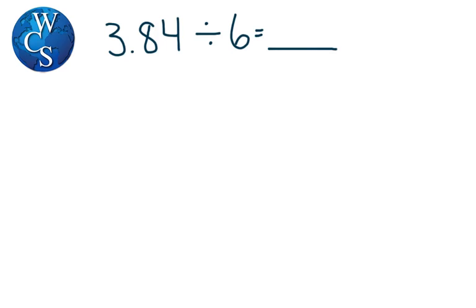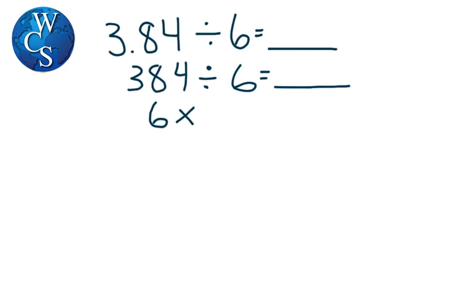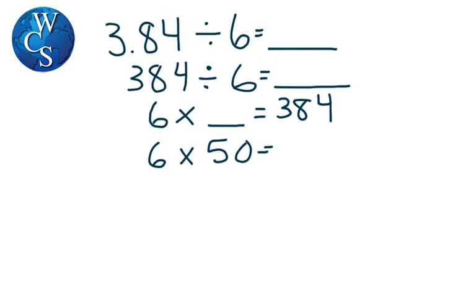To use this strategy, all you have to do is ignore the decimal point. So we're going to turn 3.84 into 384 divided by 6. And for multiplying up, we need to turn the division problem into a missing factor problem. So we have to think, 6 times what number gives me 384? Well, I know that 6 times 50 gives me 300.